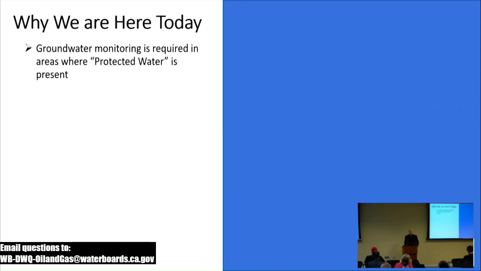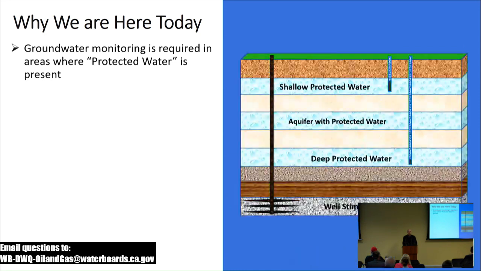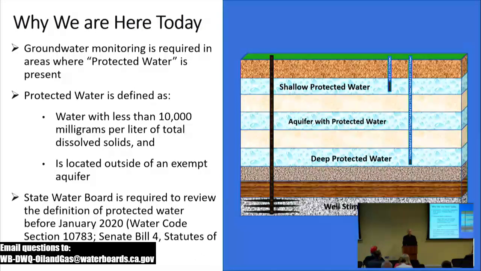So why are we here today? As you all know, mostly, groundwater monitoring is required in areas where there's protected water. And of course, this is related to, we've got some amazing dynamic animations that staff did to give you a little depiction of an example cross-section there. But the definition is related to the work that we're doing under Senate Bill 4: water with less than 10,000 milligrams per liter total dissolved solids and located outside of an exempted aquifer. And today we're here because SB 4 required that we review the definition.